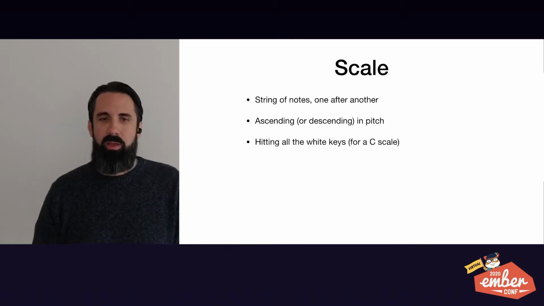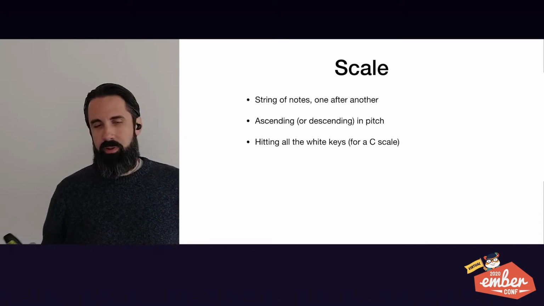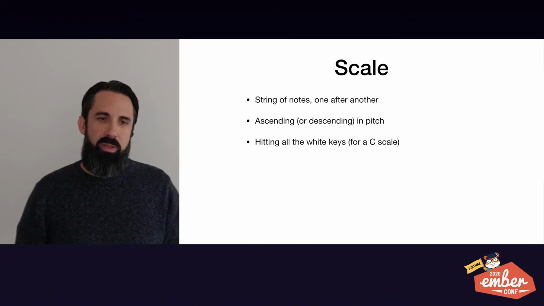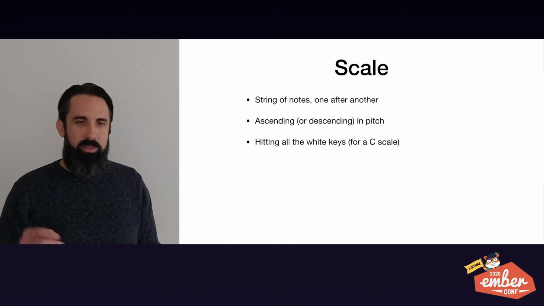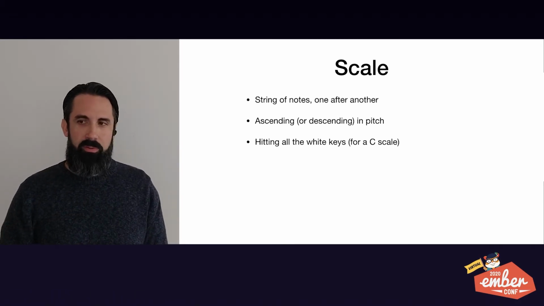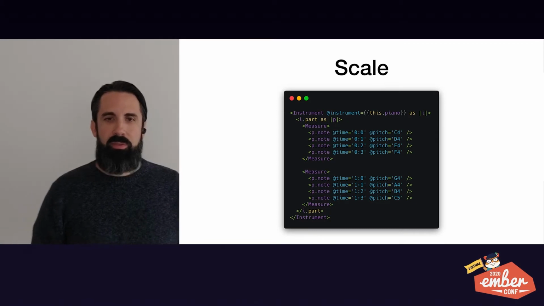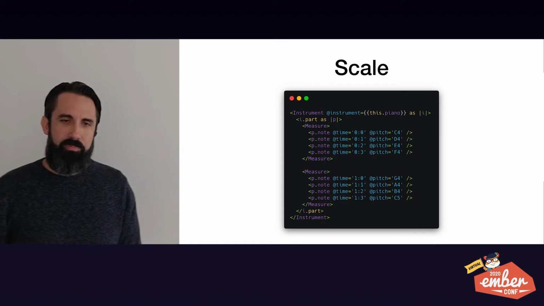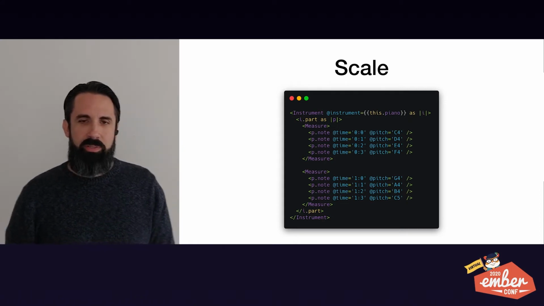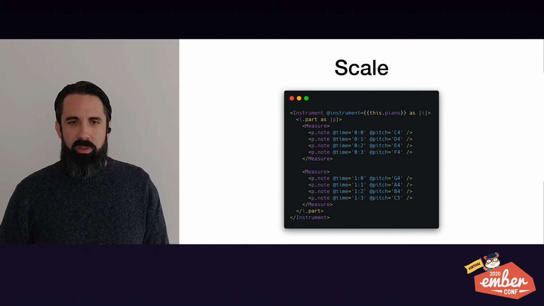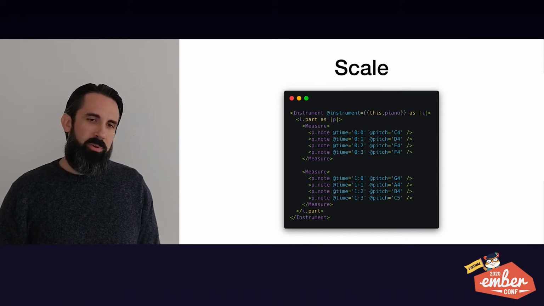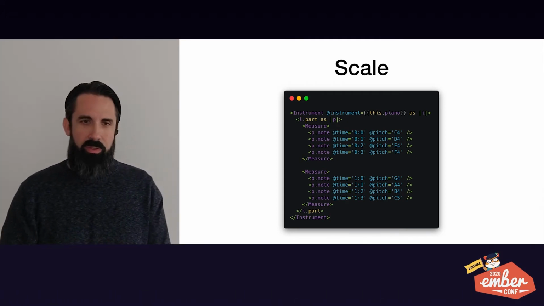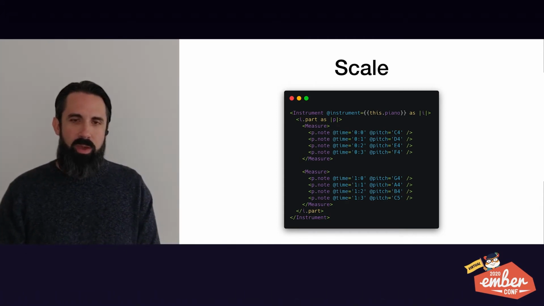So let's do a scale. A scale is a string of notes, one after another. It can be ascending, go up, get higher, or descending in pitch. For the C scale at least, it's basically like hitting all the white keys on the piano. We can implement a scale like this. We have our instrument, and we pass it a piano. And down here in the part, I've divided things up into measures. The measure component there is really just for visual display. It just divides it up visually here and in the output.